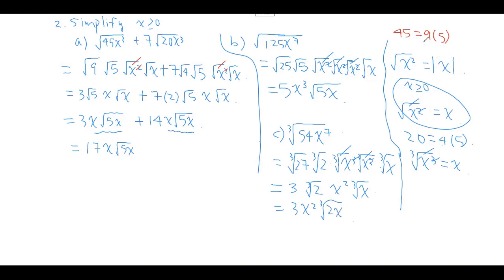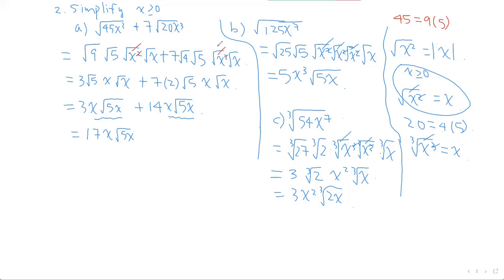Okay, so we know how to simplify radicals with variables, right? You just find perfect square factors, and perfect cube factors if you have cube root.